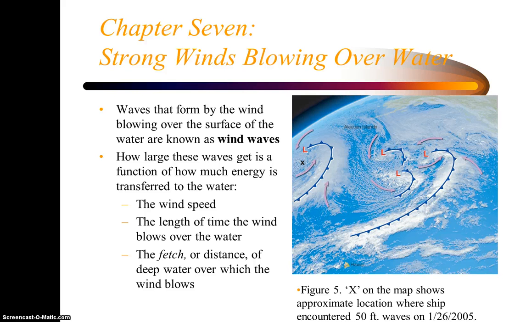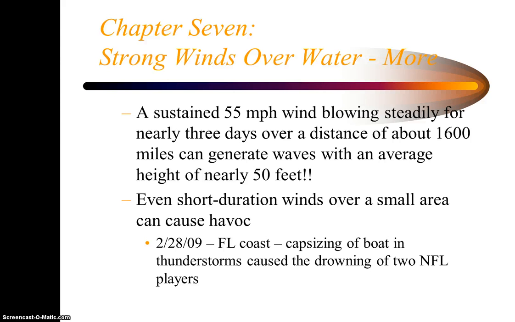Figure X on the left side of this map shows the approximate location where a ship encountered 50-foot waves in the Pacific Ocean on January 6, 2005. That was a student research ship, and they got bounced all over the place, as you might imagine. A sustained 55-mile-an-hour wind blowing steadily for nearly 3 days over a distance of 1,600 miles can generate waves with an average height of nearly 50 feet.